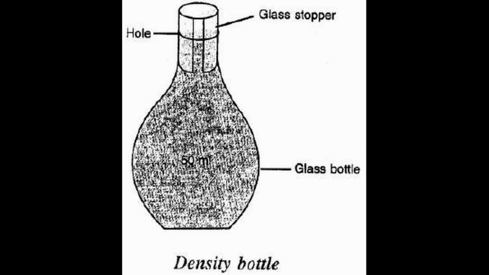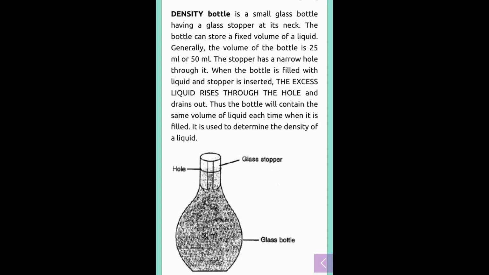So what is a density bottle? A density bottle is a small glass bottle having a glass stopper at its neck, as you can see in the picture. The bottle can store a fixed volume of liquid. Generally the volume of the bottle is either 25 ml or 50 ml. The stopper has a narrow hole through it. When the bottle is filled with liquid and stopper is inserted, the excess liquid rises through the hole and drains out. Thus, the bottle will contain the same volume of liquid each time it is filled.